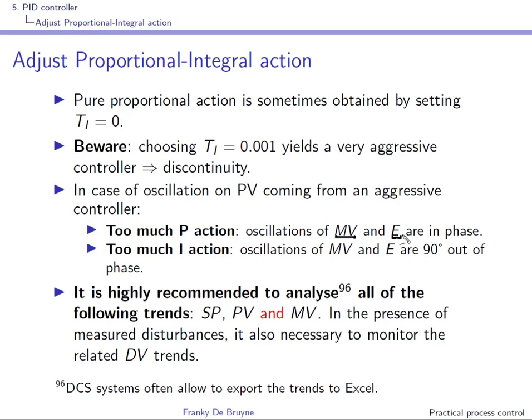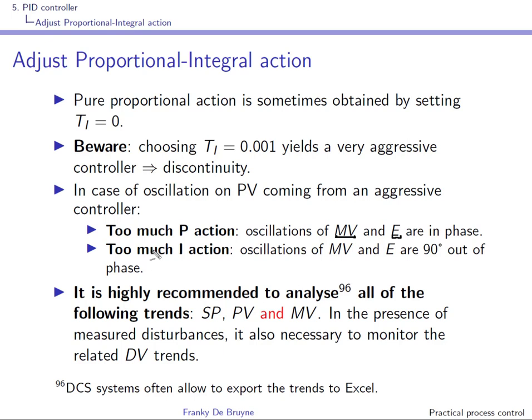If the oscillations are in phase, so if you see a 0-degree phase shift, then the oscillations come from too much proportional action. If the oscillations of MV and E are 90 degrees out of phase, then the oscillations come from too much integral action.